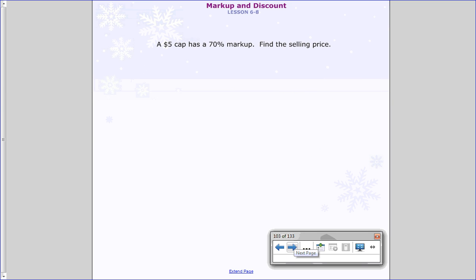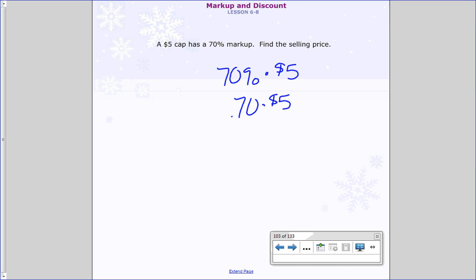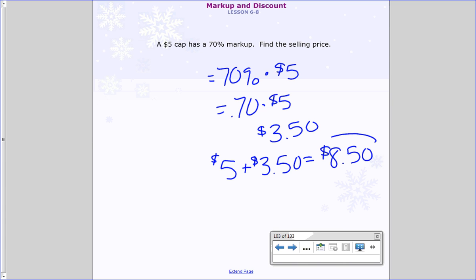So now again, it's your turn. A $5 cap has a 70% markup. Find the selling price. So go ahead, solve it now. All right, here we go. 70% of $5, so 70 hundredths of $5. So I multiply that together, and I get $3.50. That's how much that costed. All right, so that's the markup. So I add $5, the store's cost, plus that markup, and they're going to sell that cap for $8.50.